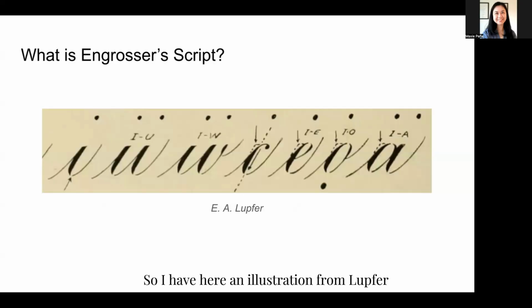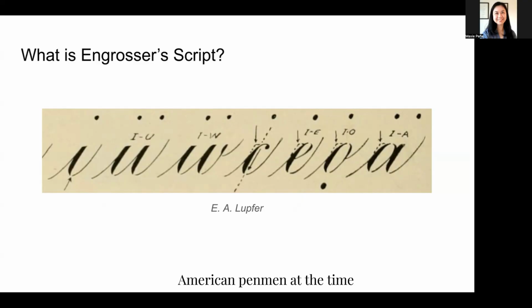So I have here an illustration from Lupfer. The first arrow in this illustration points to where you lift your pen. So basically, we lift our pen after practically every stroke. We lift our pen on the baseline and at the top of that X height. This is a key detail in executing Engrosser script.